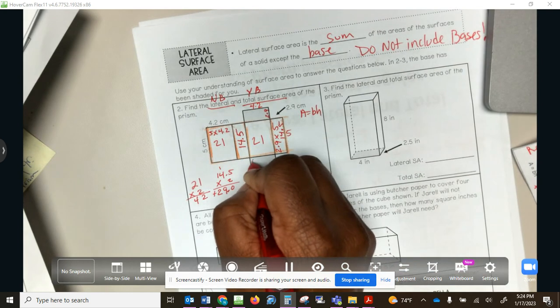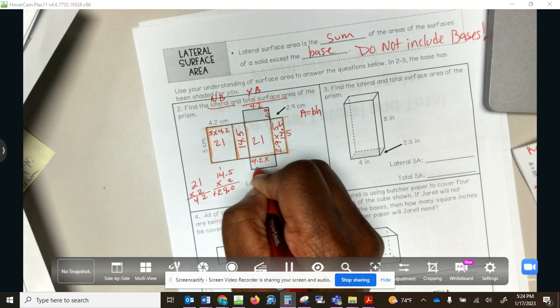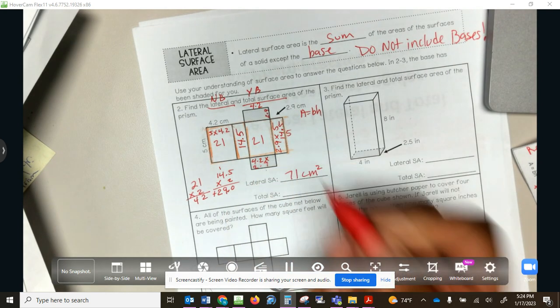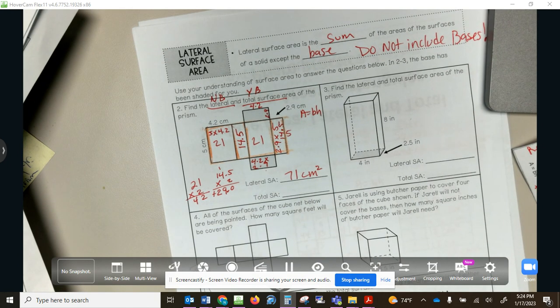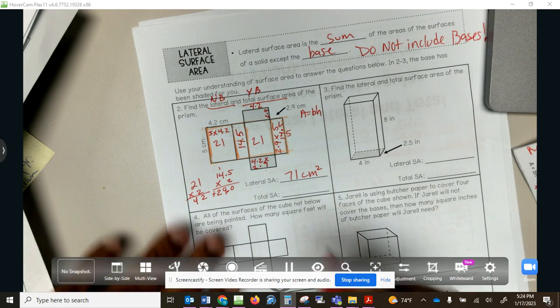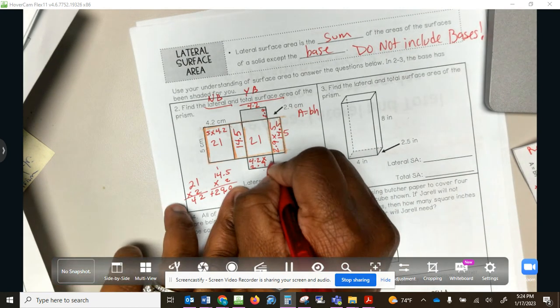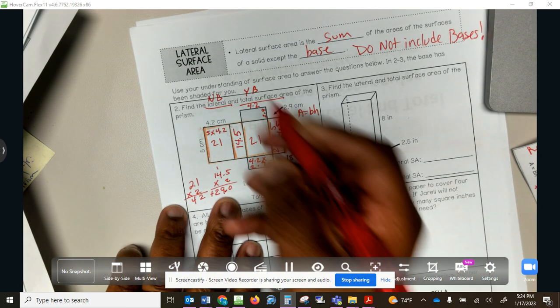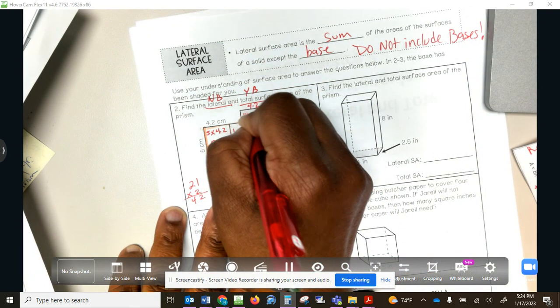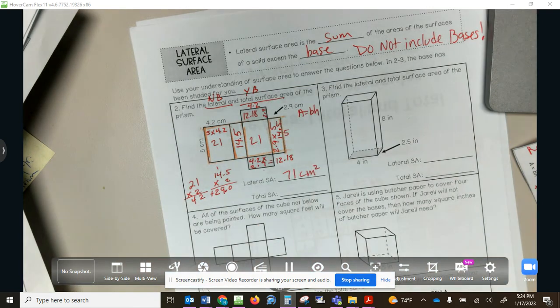So what does that mean? I'm saying 4.2 times 2.9. 4.2 times 2.9 is, I believe it's like 12 something, but let me see. 4.2 times 2.9 is 12.18. So that would be 12.18 hundredths. So this also then is 12.18 hundredths.